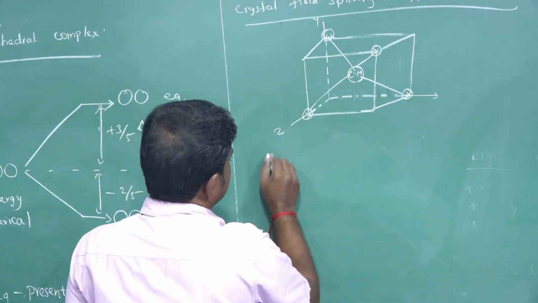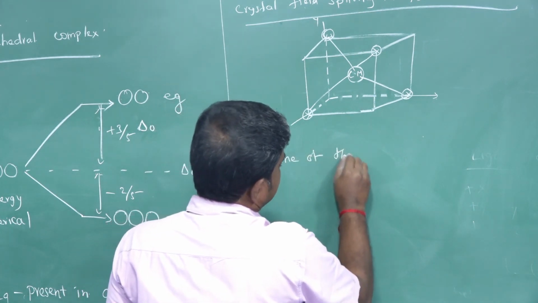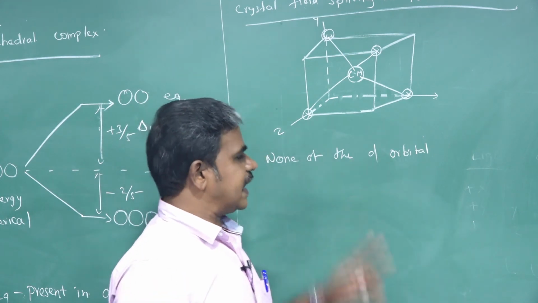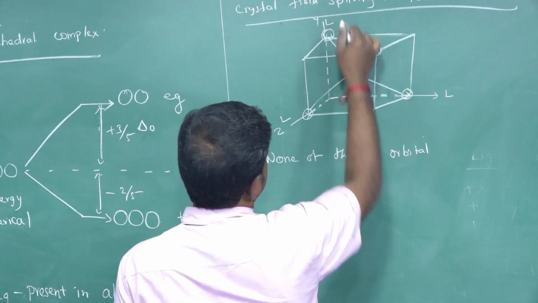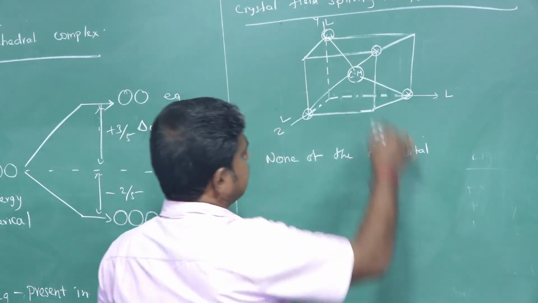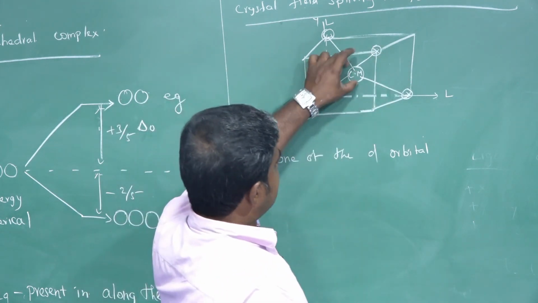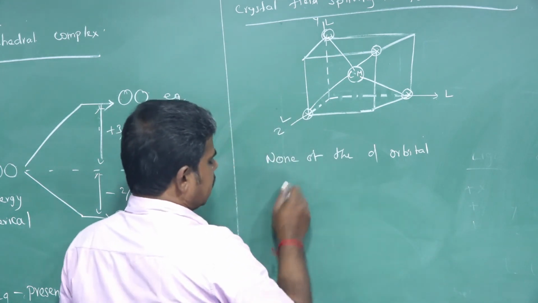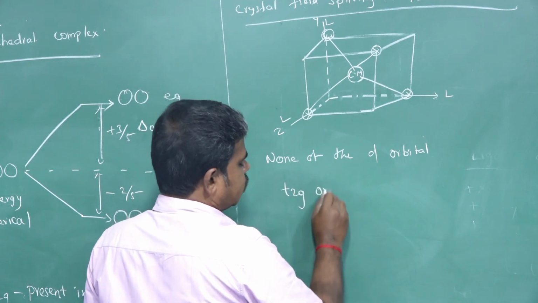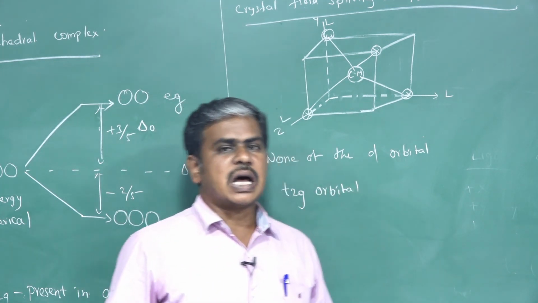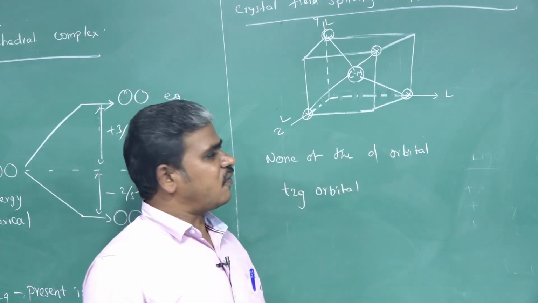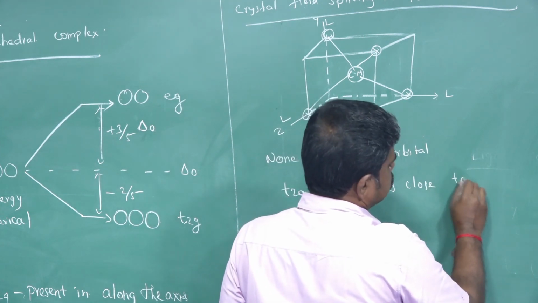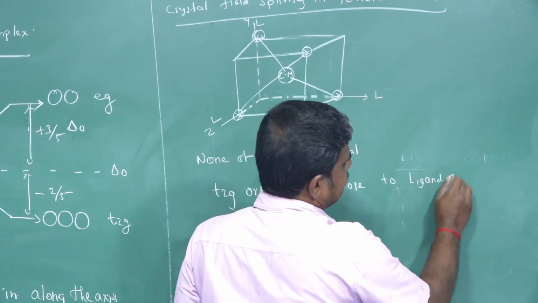So here we may take that none of the d orbitals are very close to the direction of the ligand. The ligands approach between the x, y and z axes, so none of the d orbitals is very close to the ligand approach. However, the t2g orbitals are comparatively close to the direction of approach of the ligand.